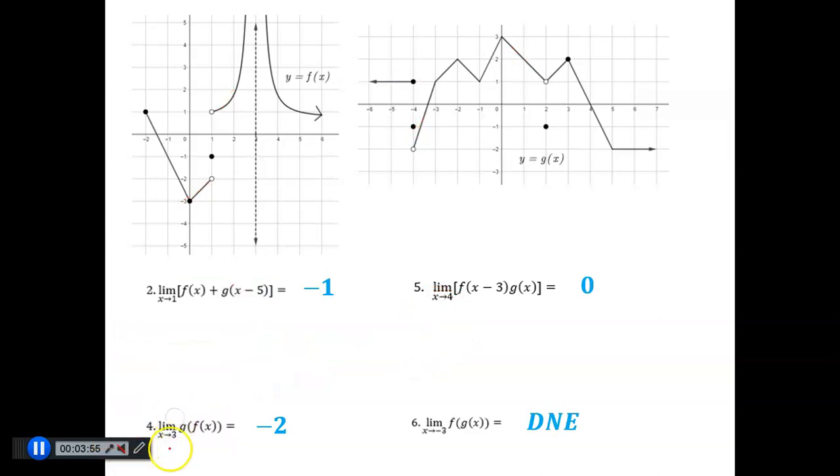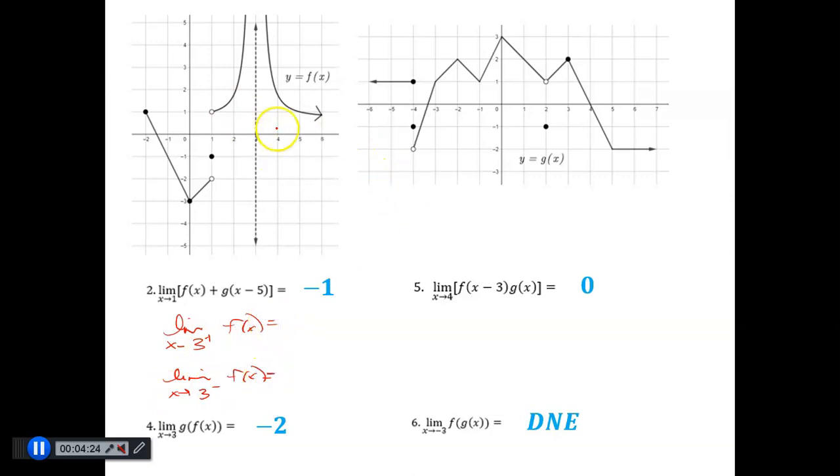Okay. All right, how about number 4? Let's see. I have to approach 3 of g of f of x. So again, this is like one of the ones we did on the previous slide where I need to figure out what f of x is doing from the right and from the left and then pop that into g of x. So the first thing I'm going to do is check out x approaches 3 from the positive side of f of x and x approaches 3 from the negative side of f of x.